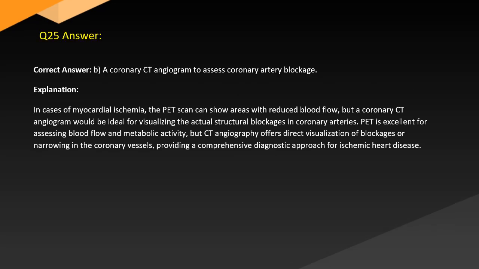Answer. Correct answer, B. A coronary CT angiogram to assess coronary artery blockage. Explanation. In cases of myocardial ischemia, the PET scan can show areas with reduced blood flow, but a coronary CT angiogram would be ideal for visualizing the actual structural blockages in coronary arteries. PET is excellent for assessing blood flow and metabolic activity, but CT angiography offers direct visualization of blockage and narrowing in the coronary vessels, providing a comprehensive diagnostic approach for ischemic heart disease.